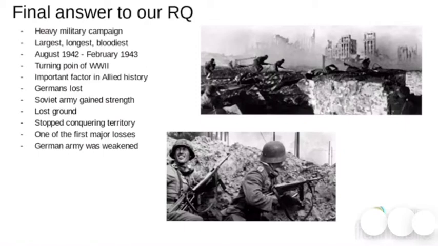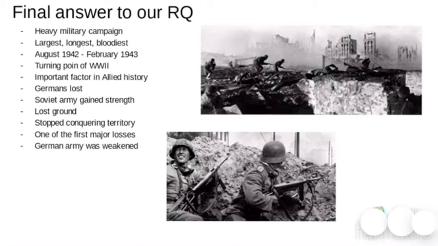Germany did not only stop conquering territory in or near Russia, but also lost ground there. One of the leaders of the Soviet army, Georgy Zhukov, I think, said that Germany had underestimated the Soviets and that plans had failed. This was therefore important for the Allies' victory, as Germany was prevented from taking over territory.